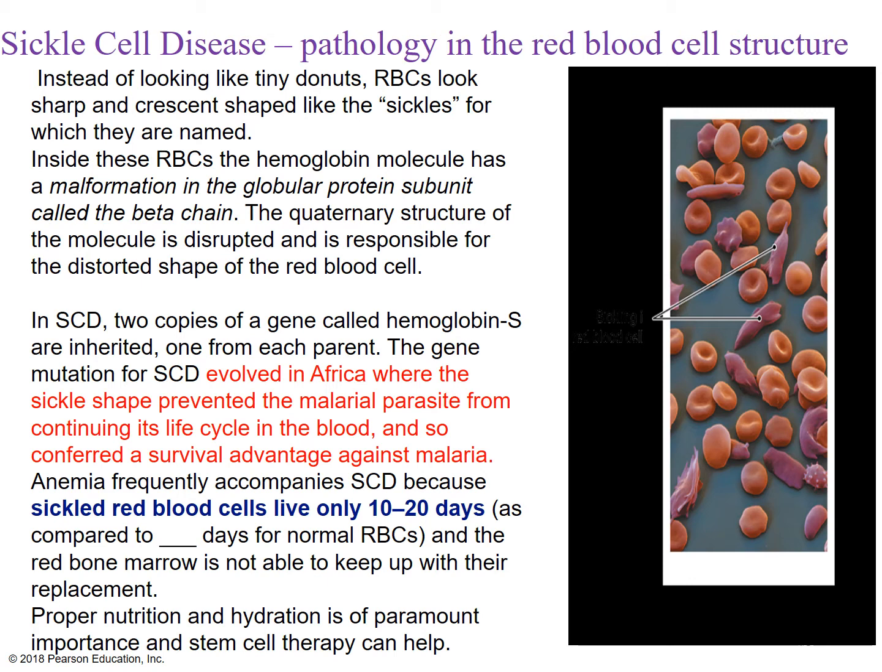So of course, proper nutrition, because we'll talk about what is necessary in order to help create red blood cells, so proper nutrition and hydration. Obviously, you just heard how important water is in regards to the blood. Both of those are going to be incredibly important, and there have been advances in stem cell therapy that have proven to be helpful for people with sickle cell disease as well.